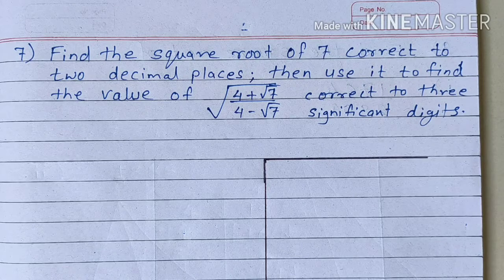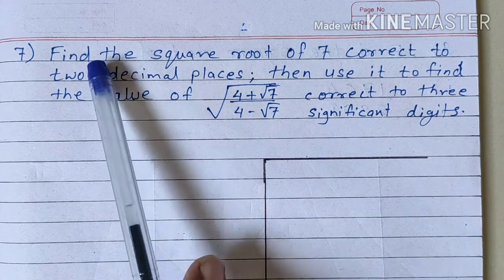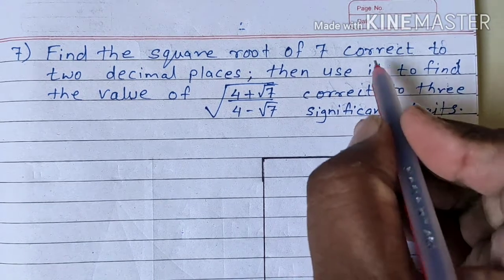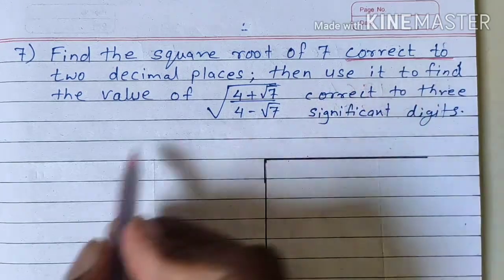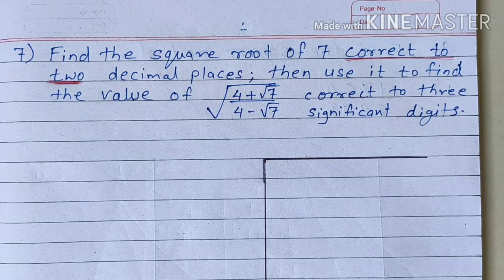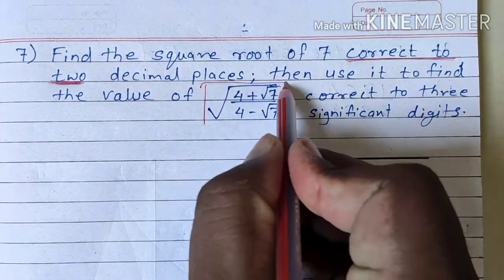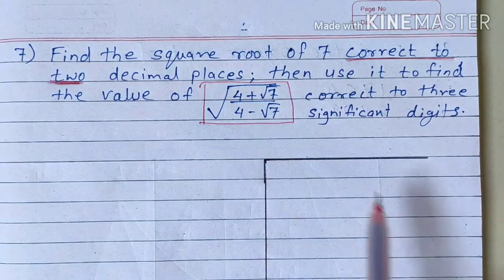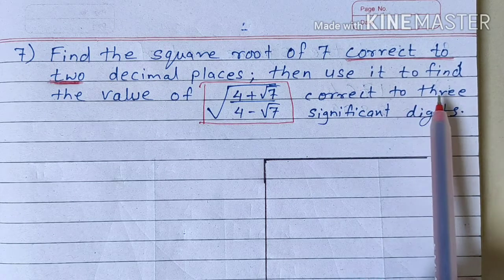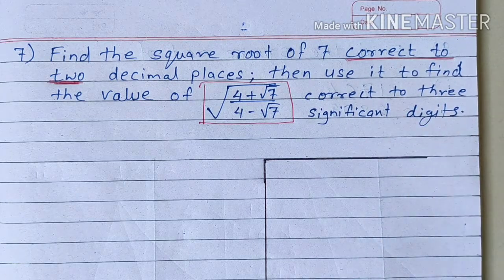Now there is a question number 7 we are solving. The question is: find the square root of 7 correct to two decimal places. Then use it to find the value of the square root of (4 plus root 7) upon (4 minus root 7) correct to 3 significant digits.